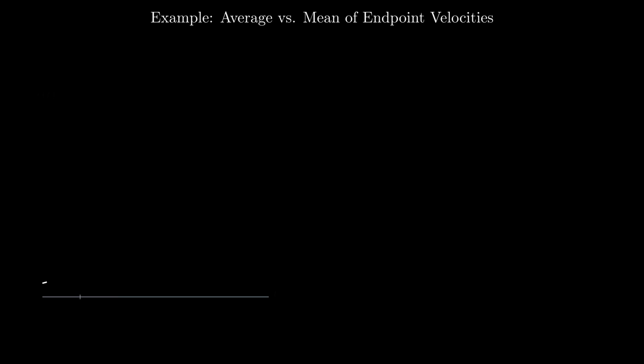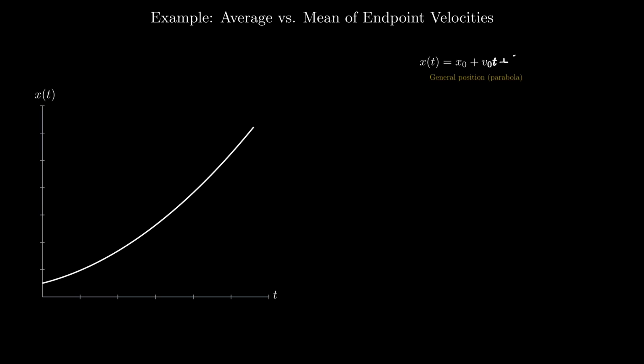Now consider a more general position function. X of t equals x naught plus v naught times t plus 1/2 bt squared. The constant v naught is the initial velocity, and the b controls how velocity changes over time. On a position time graph, this traces a parabola. Take the derivative to find instantaneous velocity. V of t equals v naught plus b times t. Velocity is linear in time.